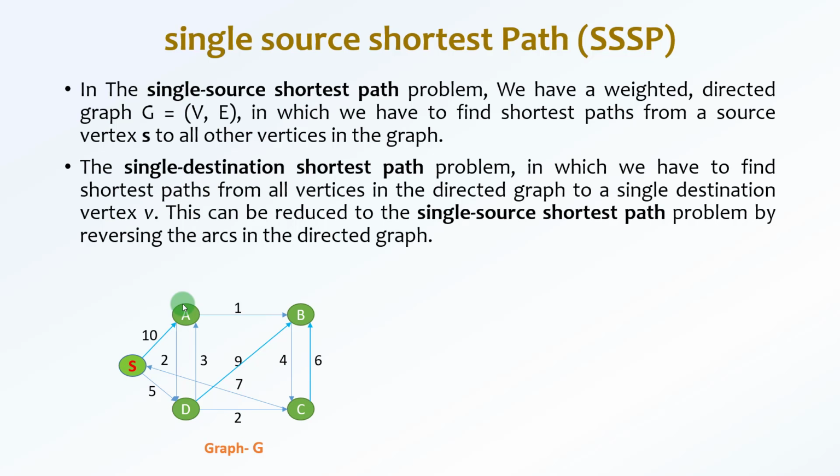In the single destination shortest path problem, we have to find the shortest path from all vertices in the directed graph or undirected graph to our destination vertex, let's say V. This problem is similar if we consider the graph to be undirected, and if we consider a directed graph, in that case also we may change the problem to a single source shortest path problem by just reversing the direction of the edges in the graph.